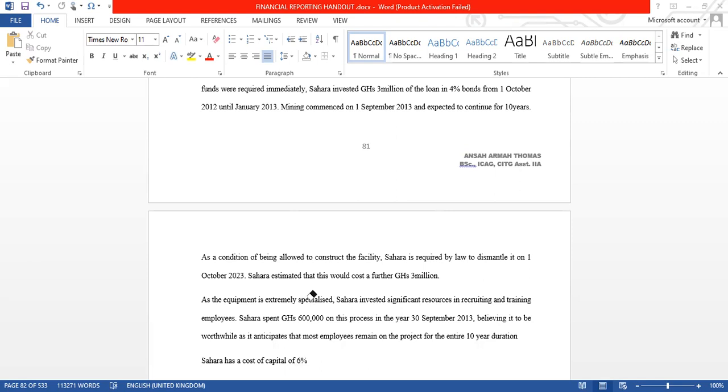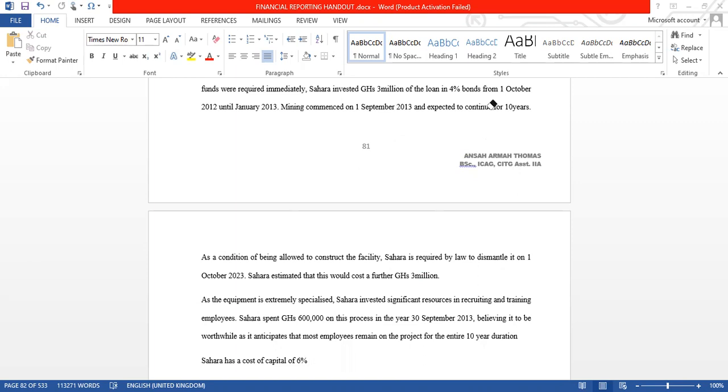It said that the equipment is extremely specialized, so Sahara invested significant resources in recruiting and training employees. Sahara spent 600,000 in this process, and that one is a pure P&L item. Believing it to be worthwhile, Sahara anticipates that most employees will remain on the project for the entire 10 years duration. So it means that even if you spend the 600,000, probably it is for 10 years. All right, so let's go ahead.